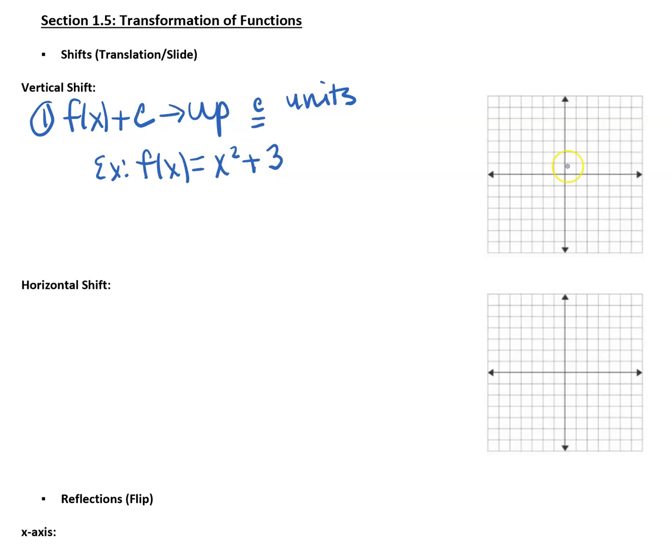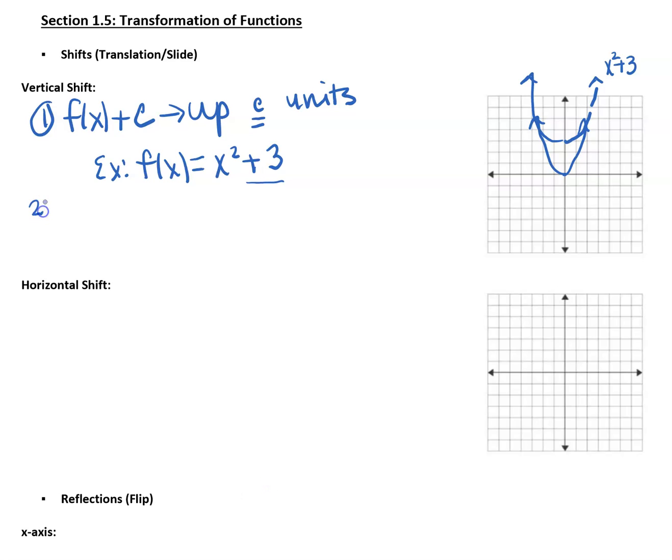Remember, your parent function is something like this. This is a quadratic. I'm just going to rough sketch it over here. If I add on this plus 3 to the end of it, that means it's going to move it up 1, 2, 3. And so then it would create this new graph up here, and this would be x squared plus 3. So it just moved all your points up 3 units.